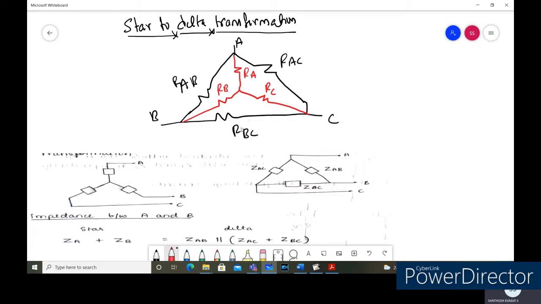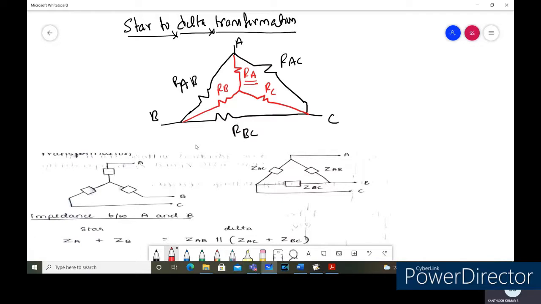In this section we'll see the derivation of the star to delta transformation, how to convert the given star network into the delta network, and the given delta network into the star network. That means we are going to express the value of RA in terms of the delta resistance parameters RAB, RAC and RBC. Similarly, we express the delta network parameters in terms of the star network elements. Converting delta to star is called delta to star conversion, and converting star to delta is called star to delta conversion.